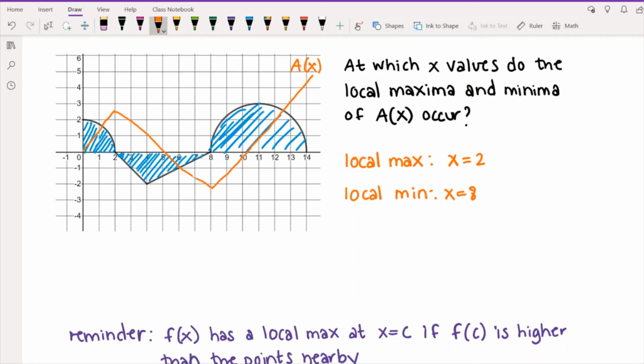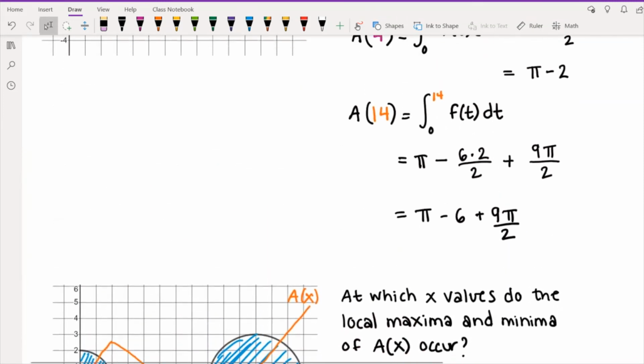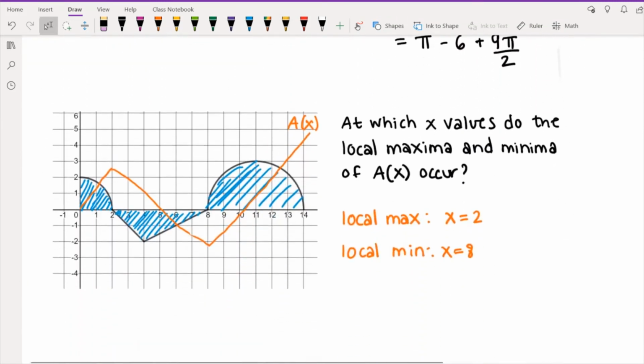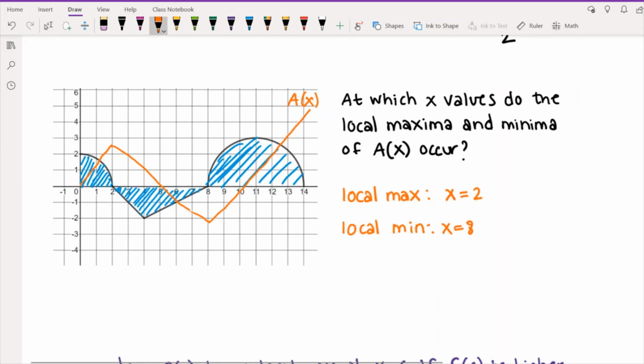So just to be clear, I'm not telling you here what the actual value is of the local max or min. You would have to get a little bit more specific. It wouldn't actually be that hard, right? You basically would just need to evaluate A of 2, which we actually already did, right? So A of 2 is equal to pi. So pi would be the local max, and then the local min, you would evaluate A of 8. So just like with any function, you have the x value where the local max or min occurs, and if you want the actual value of the local max or min, that's where you need to plug it into the function.